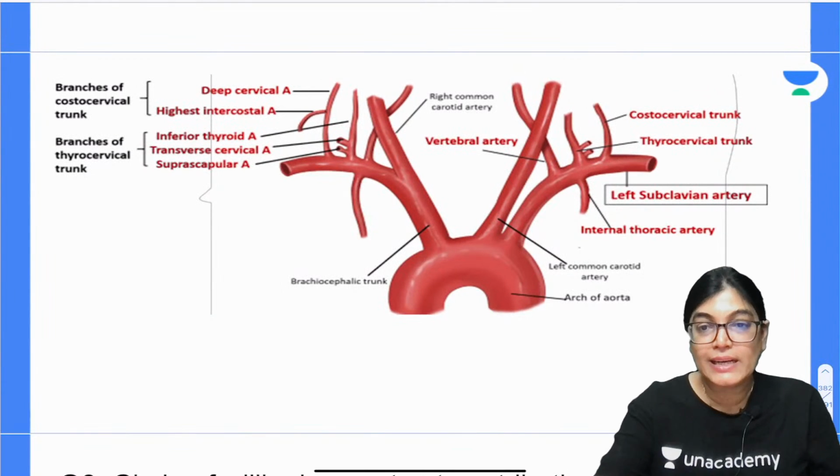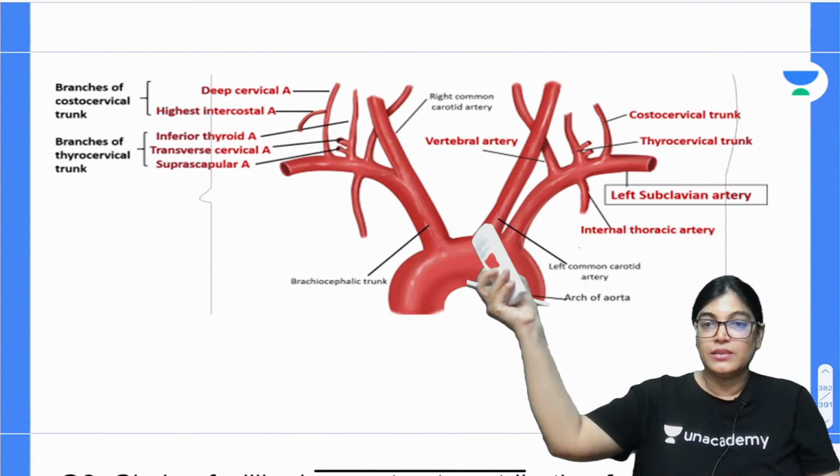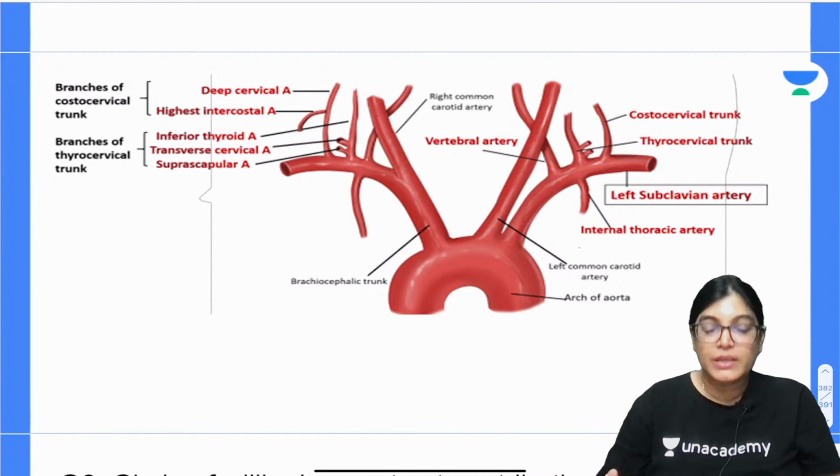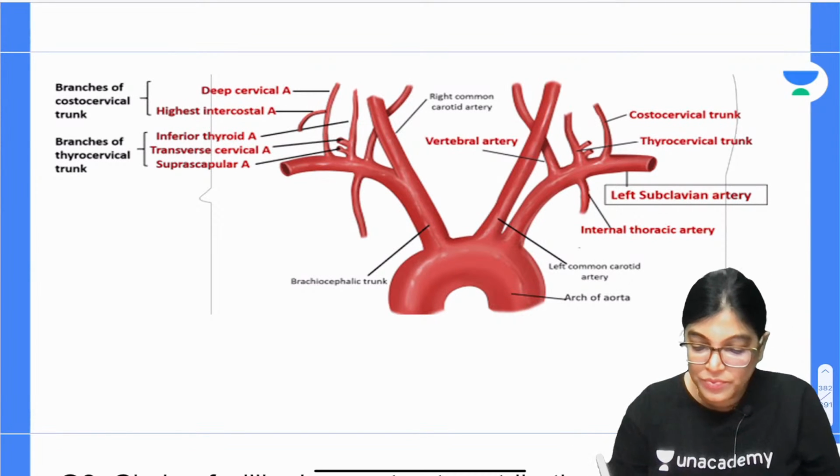Now let's see this image. This diagram will clearly show you the branches of subclavian artery. So here you can see the subclavian artery first part.